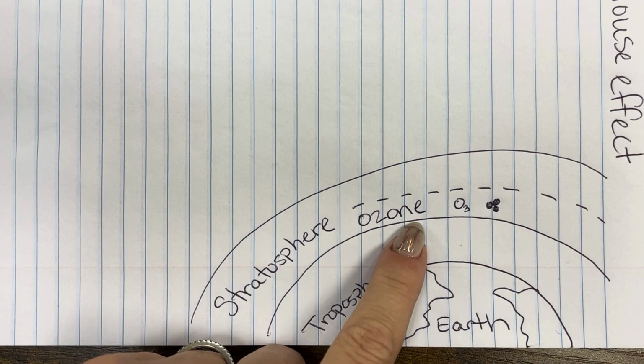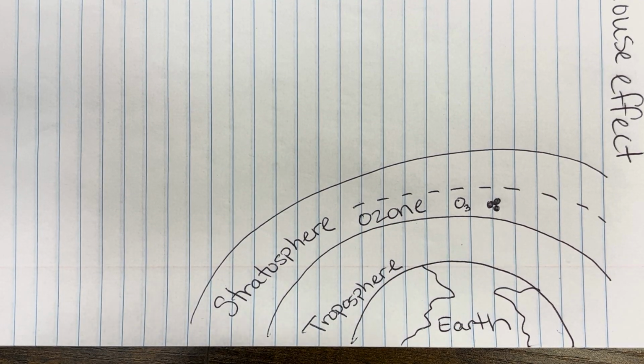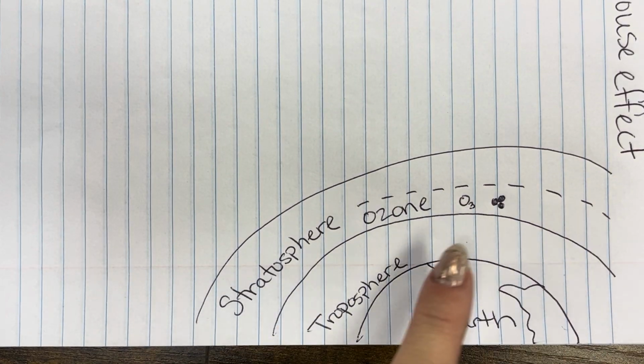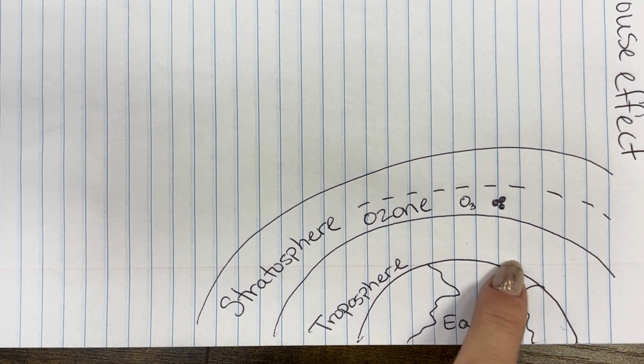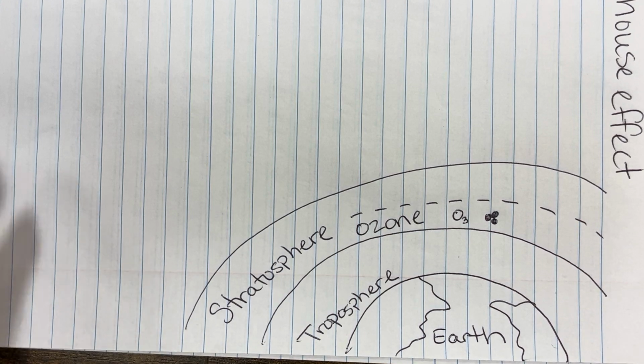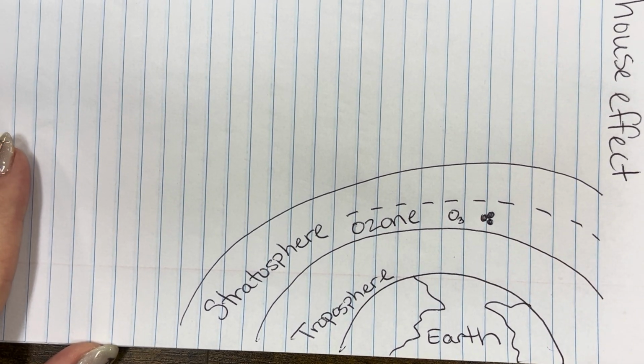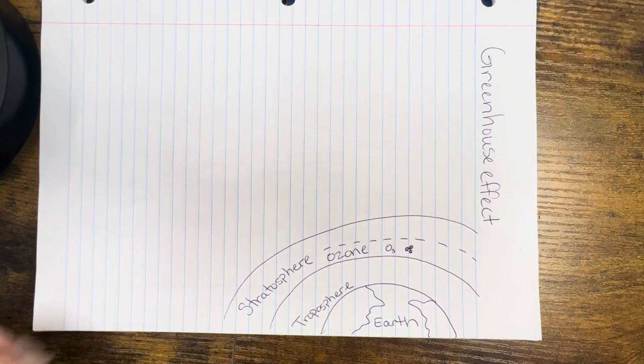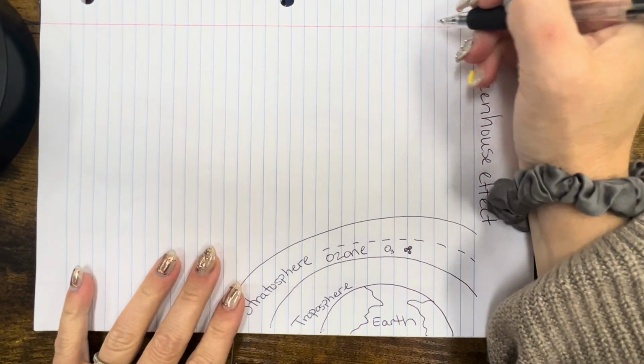Now, it's important to note that ozone is considered a ground level pollutant. It is really nice up here in the stratosphere, but ozone formed at the ground of the troposphere is not good for human health.